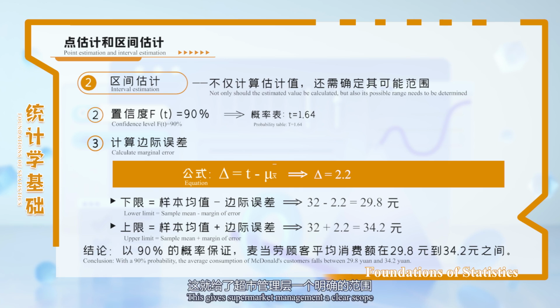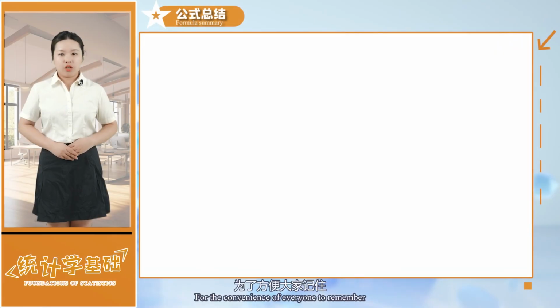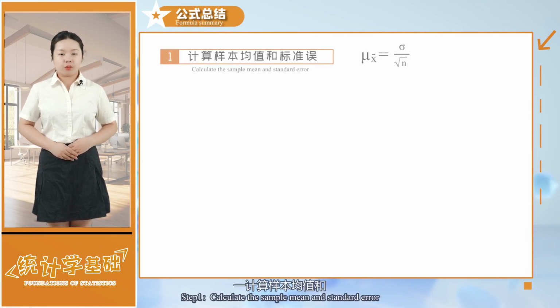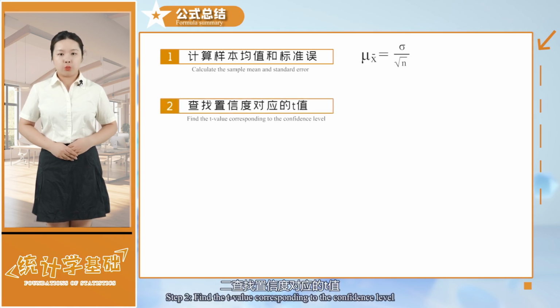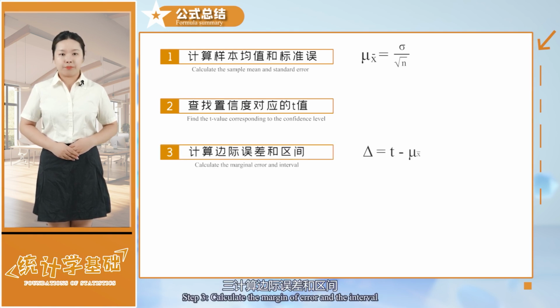This gives management a clear scope. It lets them have a clearer understanding of the overall sales situation, which is convenient for subsequent decisions and analysis, for example, setting sales targets for the next month and adjusting the purchasing strategy. For everyone's convenience, I organized the core formula into 3 steps. Step 1. Calculate the sample mean and standard error. Step 2. Find the t-value corresponding to the confidence level. Step 3. Calculate the margin of error and the interval.